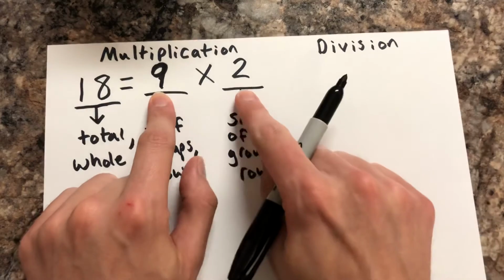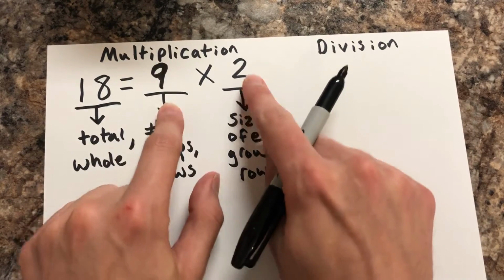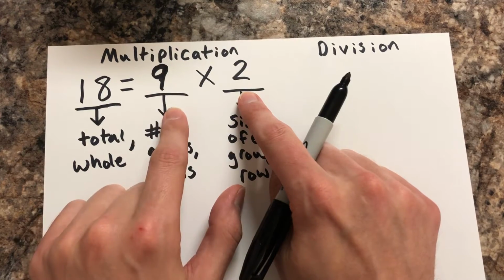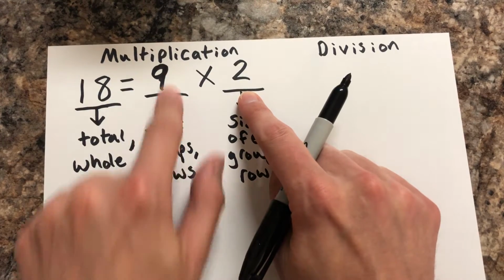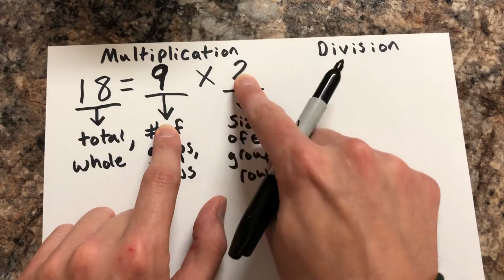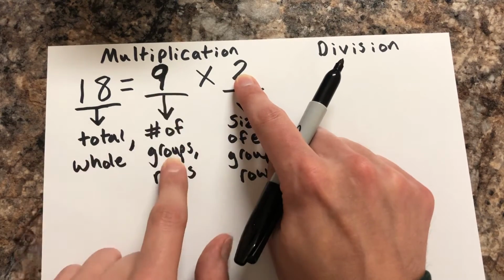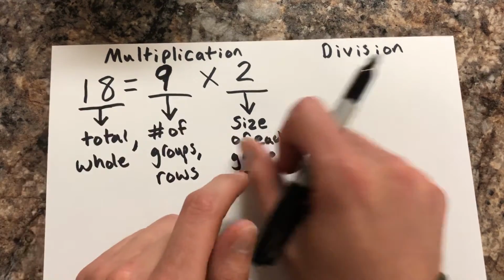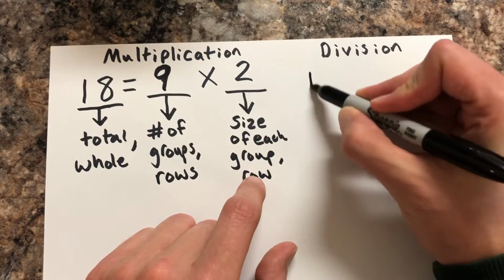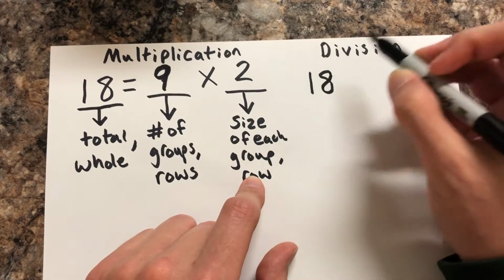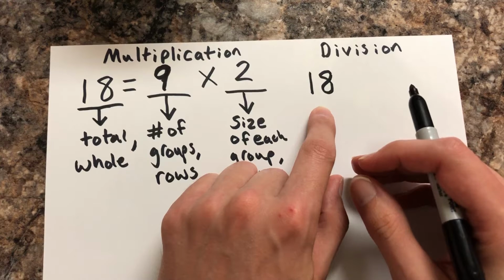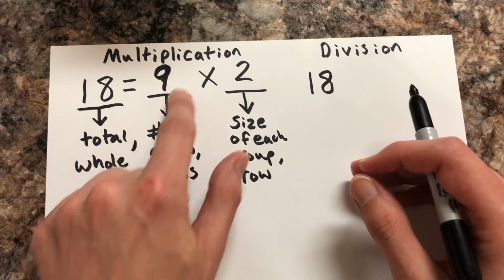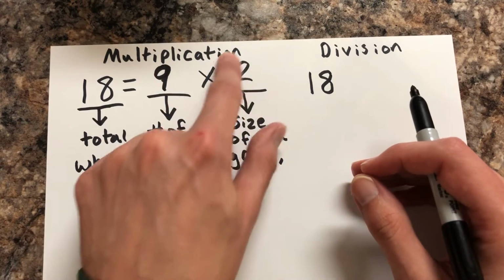So there are 2 factors, and one of them was missing. Either one of these was missing when we came to solving a missing factor multiplication problem. It was either how many groups there are, or how many are in each. How many rows there are, how many are in each. And this is the total. Here's how we're going to write our division sentence. I'm going to start with my total, 18. I'm going to choose a factor.